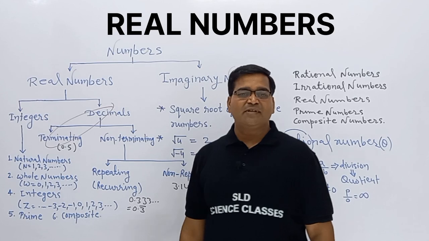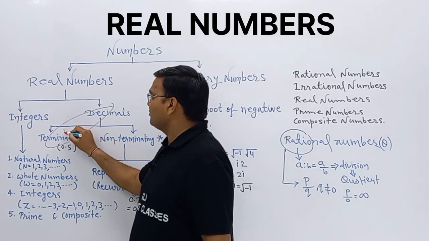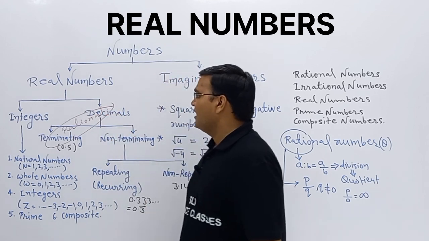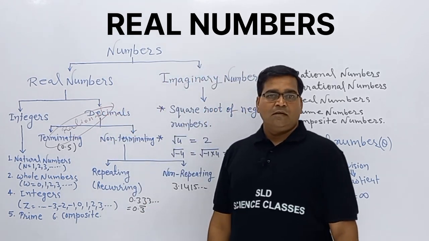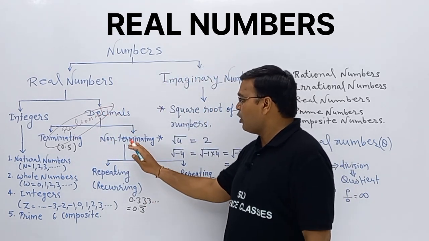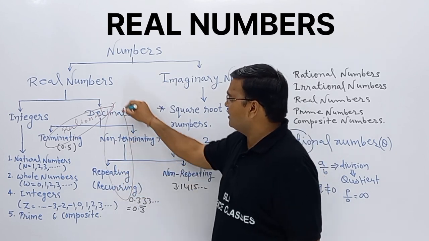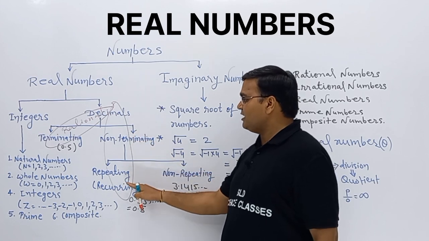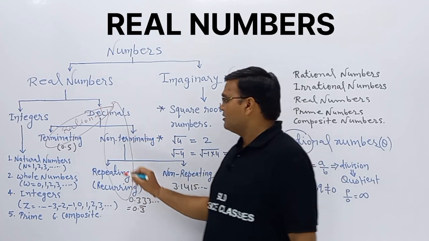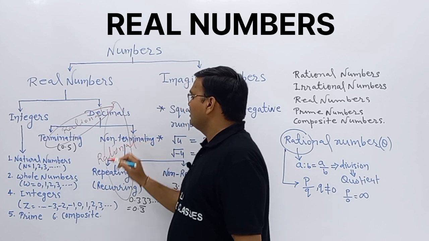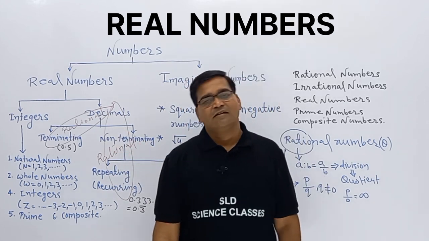Terminating decimal expansions are what? Rational numbers. And the second one is non-terminating repeating decimal expansion. Non-terminating repeatings are what? Rational numbers. Non-terminating repeatings are rational numbers.